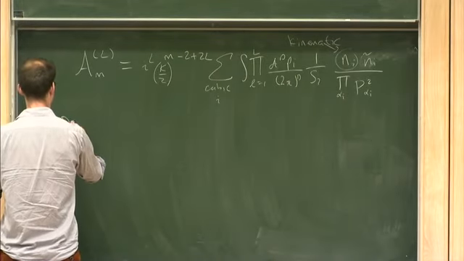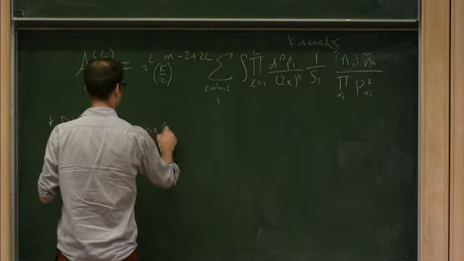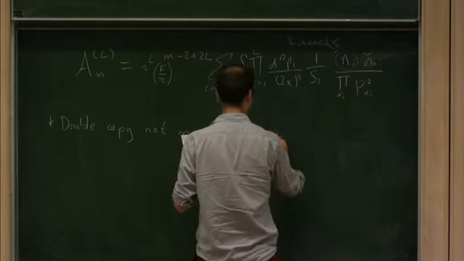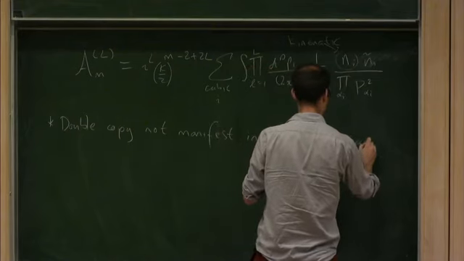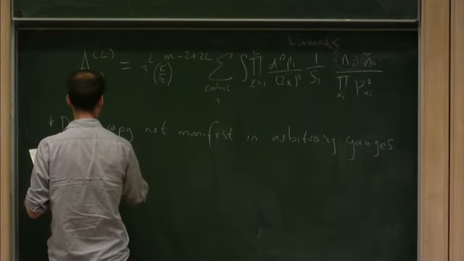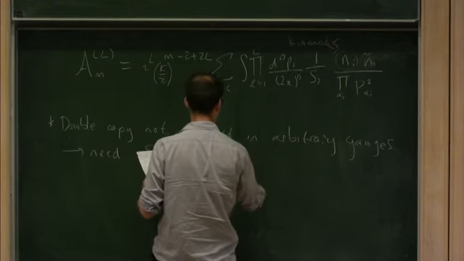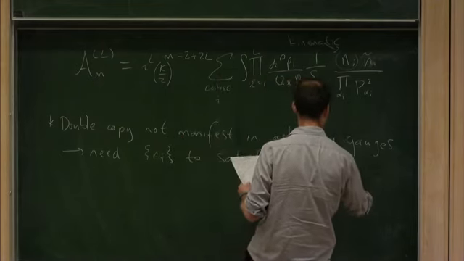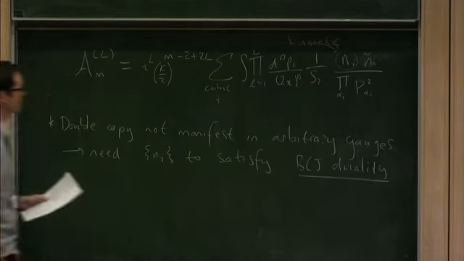So the double copy, first of all, let me say, is not manifest in arbitrary gauges. We need these numerator factors, Ni, to satisfy something called BCJ duality. So this explains why this thing was not noticed until relatively recently.